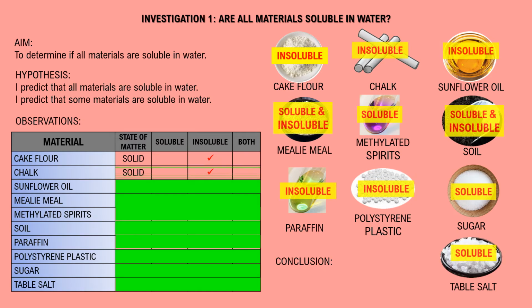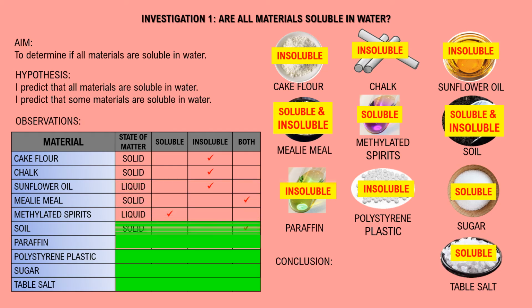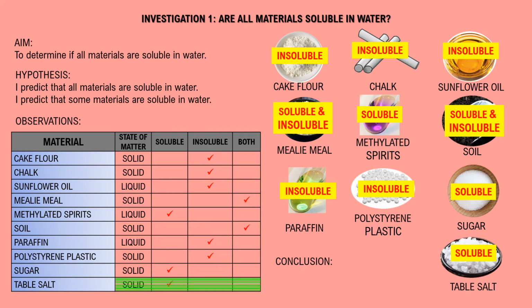What do you observe? The cake flour is a solid and is insoluble in water. The chalk is a solid and is insoluble in water. The sunflower oil is a liquid and is insoluble in water. The mealy meal is a solid and has some insoluble parts and some soluble parts. The methylated spirits is a liquid and is soluble in water.